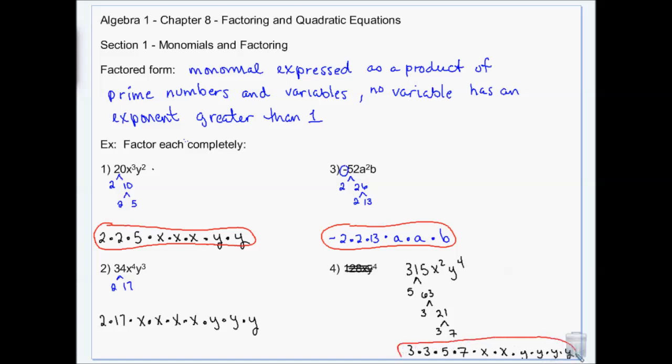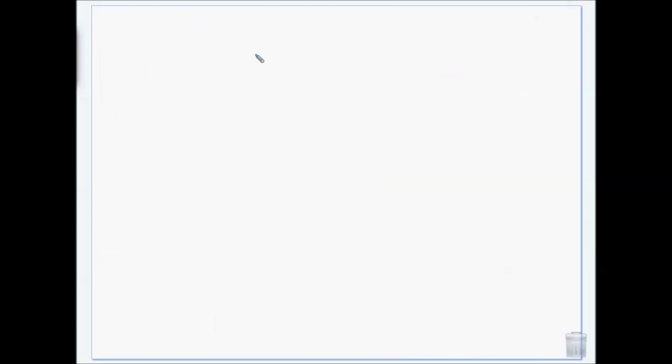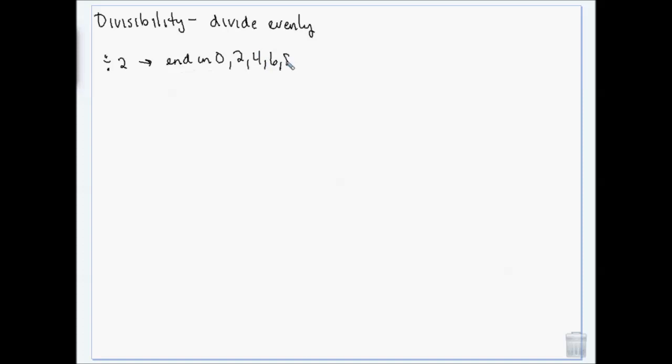So do you guys need me to go over the divisibility, so how you can tell what numbers divide by which? Sure. Yeah, that would be helpful. Okay. So divisibility means to divide evenly. To divide by 2, the number needs to end in 0, 2, 4, 6, or 8. So in other words, it's even. All even numbers divide by 2.